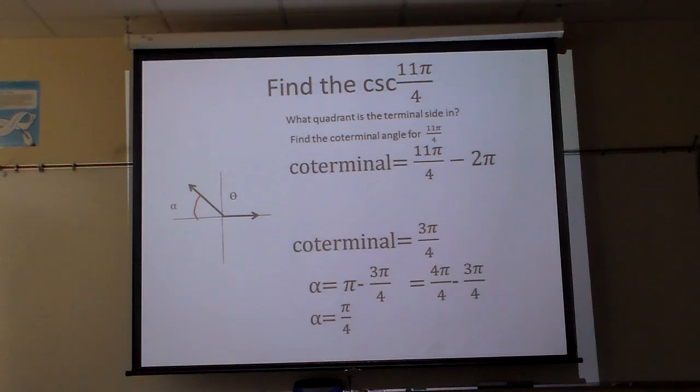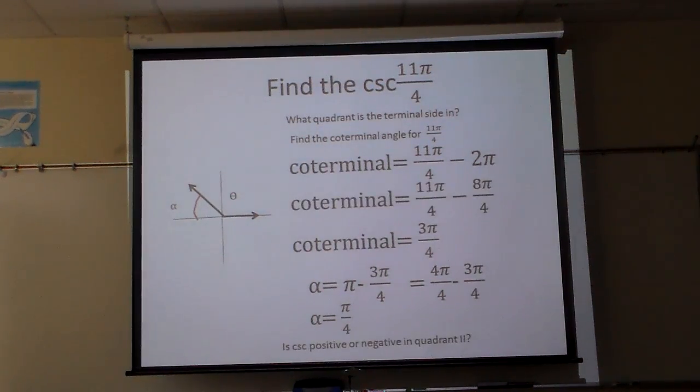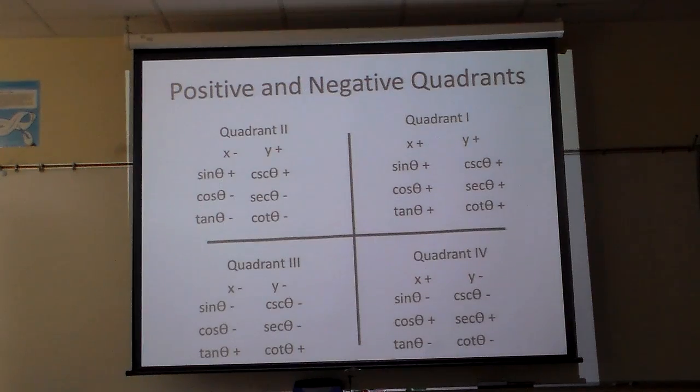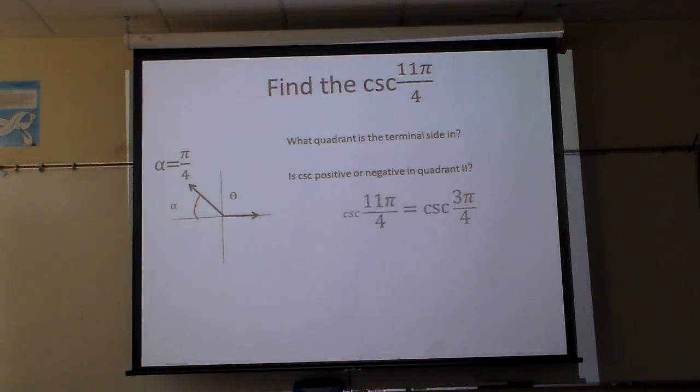So what I need to know then is cosecant of pi over 4. I need to know what cosecant is in quadrant 2. Well, cosecant is r over y, and I know r and y are both positive in that quadrant. See, r and y are both positive right there. So there we go. I know that cosecant of 11 pi over 4 is positive, which is the same thing as a positive cosecant of pi over 4.